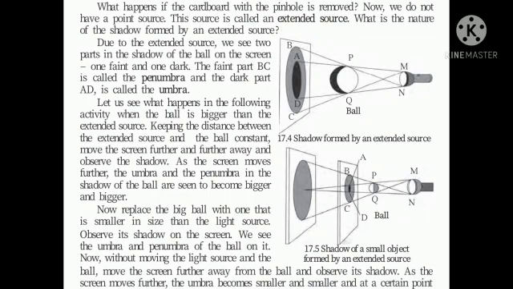On the other hand, when the screen is moved away from an object which is smaller than the extended source of light, the size of the umbra goes on decreasing, and after a certain distance it disappears. As you see in this figure 17.5, the shadow of a small object is obtained from an extended source.